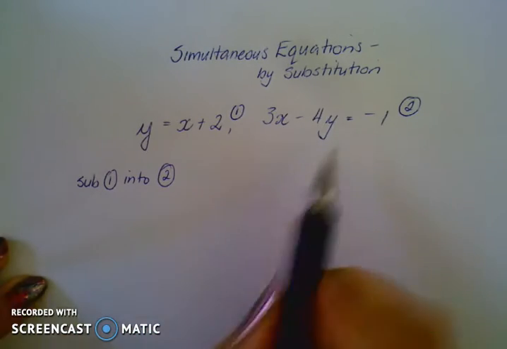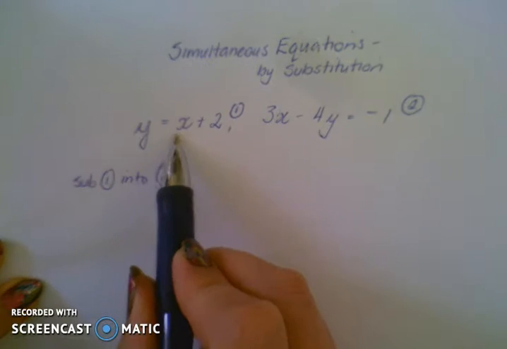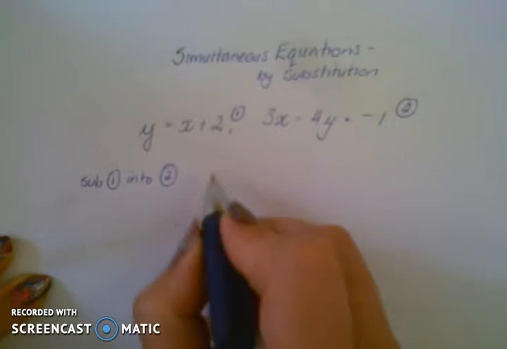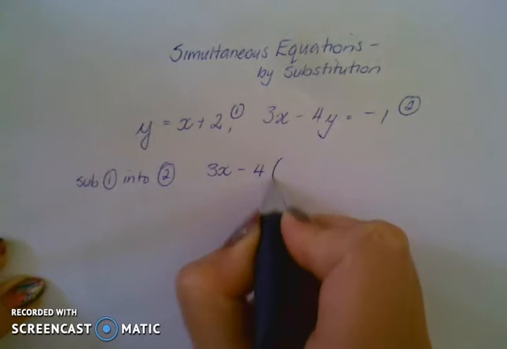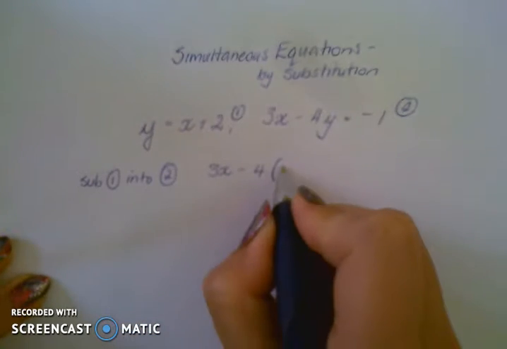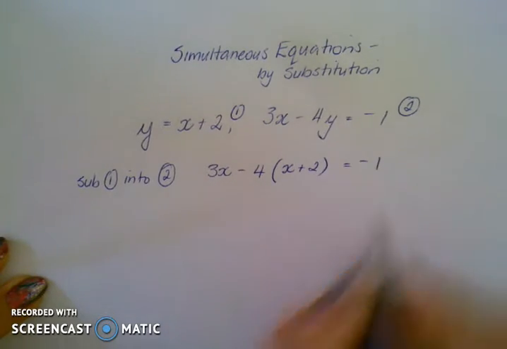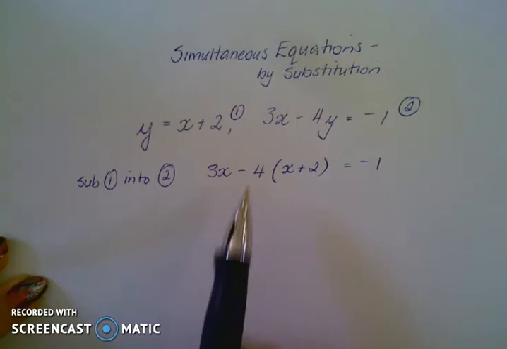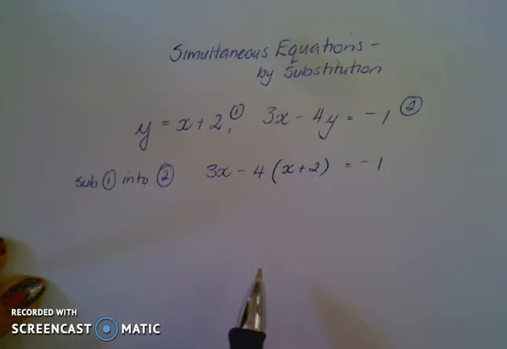So what that means is wherever we see a y over here, instead of y, we're going to write it in terms of x. So that gives us 3x minus 4, now instead of y, we're going to put x plus 2, and that is equal to negative 1. So now when we expand out our brackets, we'll have one equation and one unknown, which we know how to solve.